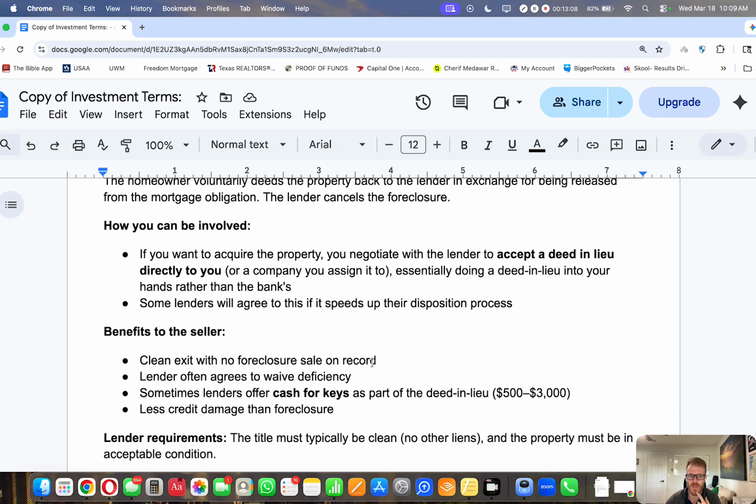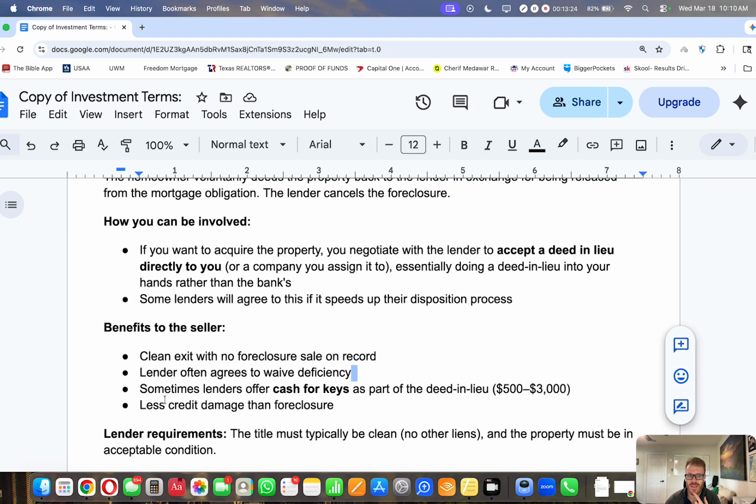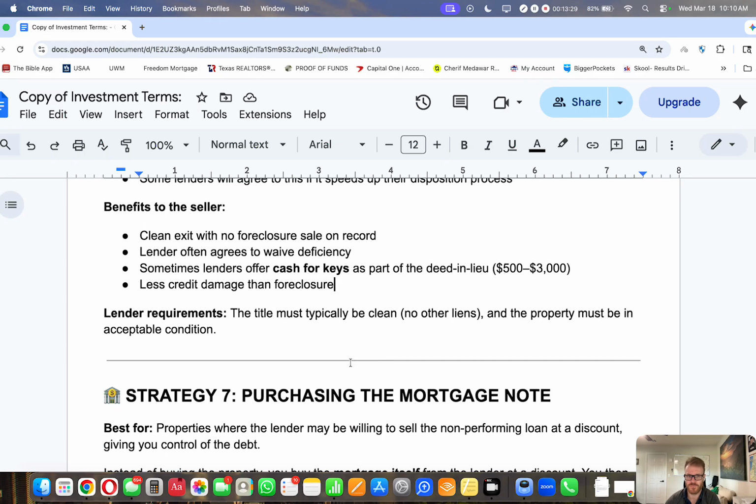We'll see. So obviously the seller benefits by no foreclosure on their record. The lender will typically agree to waive the deficiency. Some lenders offer cash for keys as part of the deed in lieu. Sometimes the lender will just give them a couple hundred dollars to leave, maybe $1,000, who knows? We'll see. And it's less damage on their credit than a foreclosure.